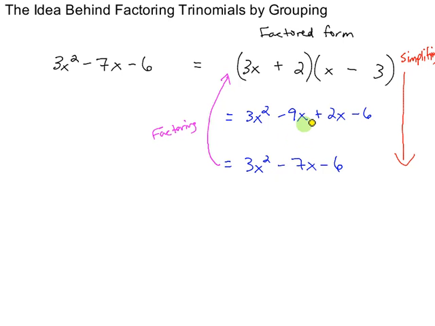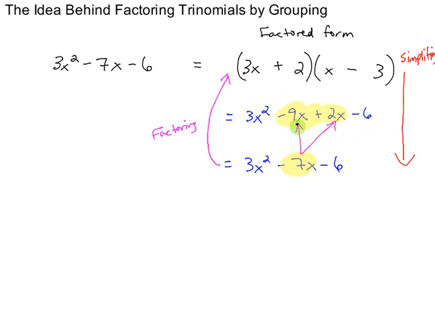Whenever we look at this middle step, working from bottom to top to try to factor, notice that the first thing that happens is negative 7x is rewritten as negative 9x plus 2x, thus creating 4 terms instead of 3. And at this moment, when you have 4 terms, you use factoring by grouping to finish it off.